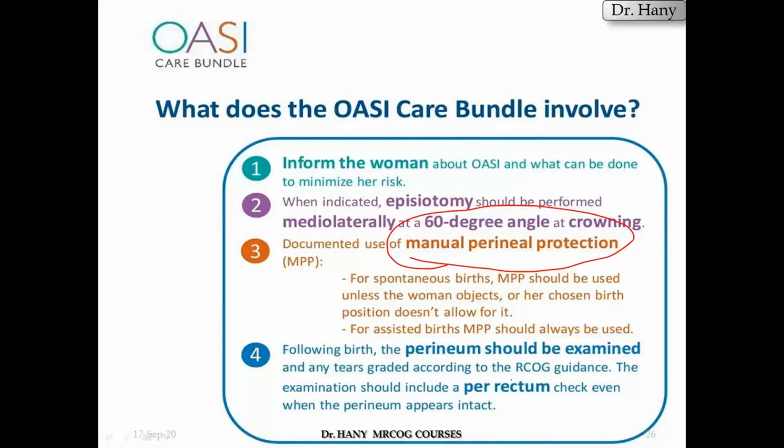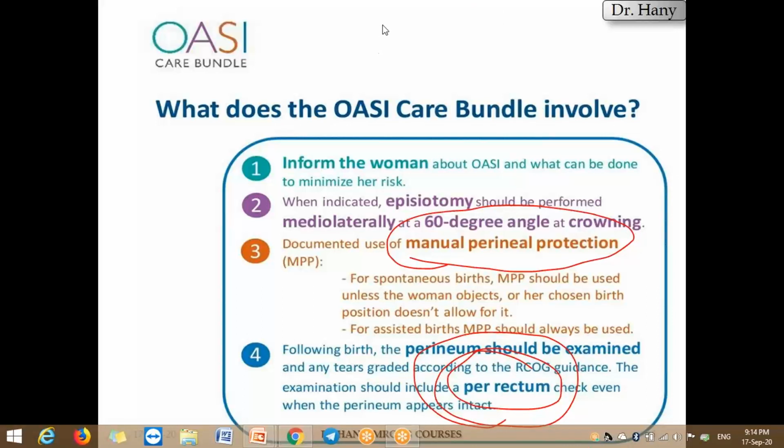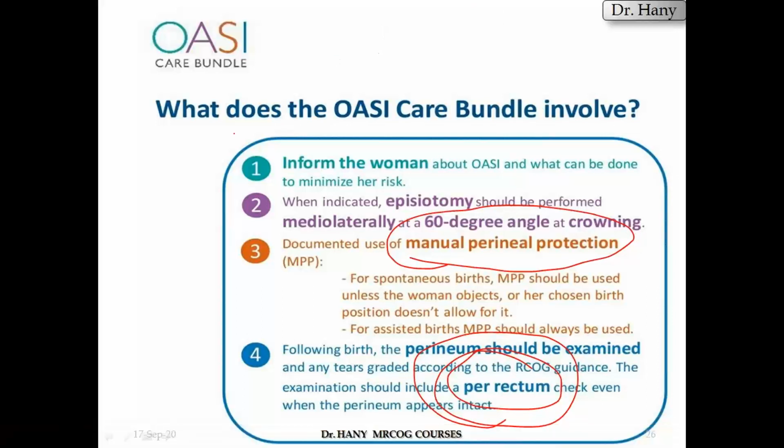After that, you will examine the perineum. As I told you, the rectal examination is a very important safety point. Why? To assess the tear and know the extent, and to see the defect by rolling the muscle in your hand, the rolling test. Does this make sense? Am I clear till now?